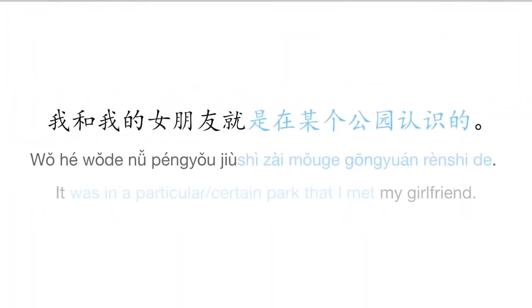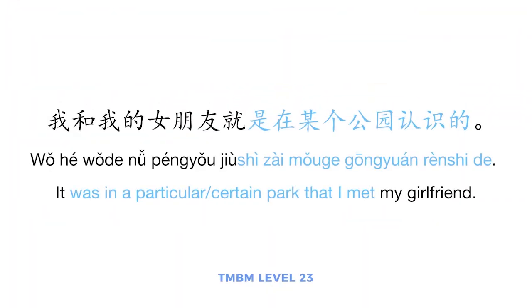All right, so let's look at this next sentence here. This one's actually the longest amount of characters between 是 and 的 so far. So try and keep up with this one. It's got a lot between the 2 characters. So let's do it slowly. 我和我的女朋友就是在某一个公园认识的。就是在某个公园认识的. So 在某个公园认识 is met or first met each other in a certain park. So that is between the 是 and the 的.